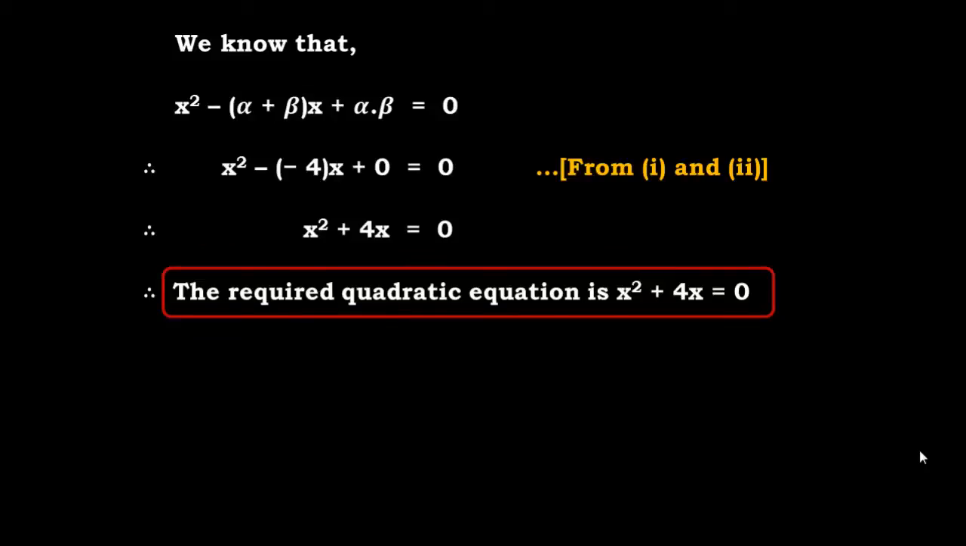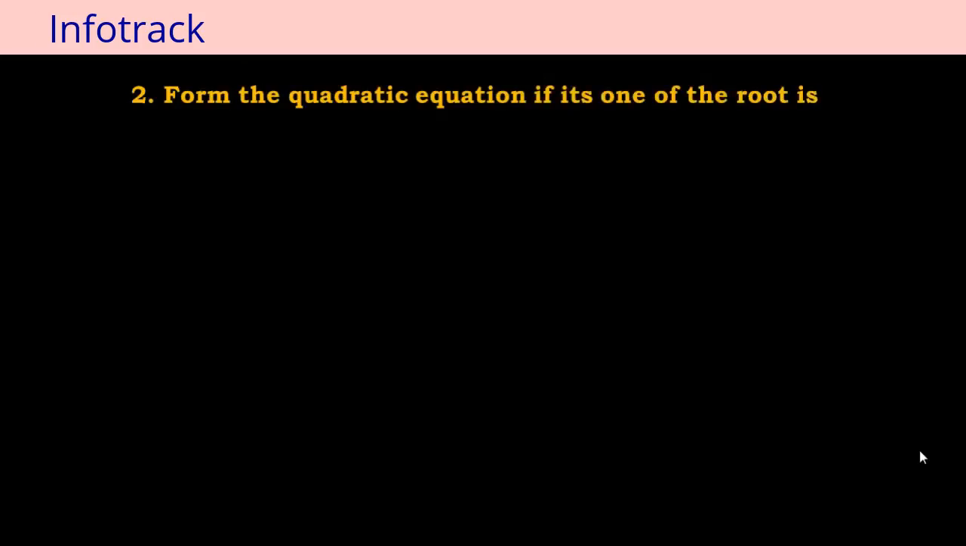First, you have to find the value of alpha plus beta, then alpha into beta, and substitute in the equation x square minus (alpha plus beta) into x plus alpha into beta. Question number 2. Form the quadratic equation if one of the roots is, see in that question number 1, 3 minus 2 root 5. See, the one root is given.